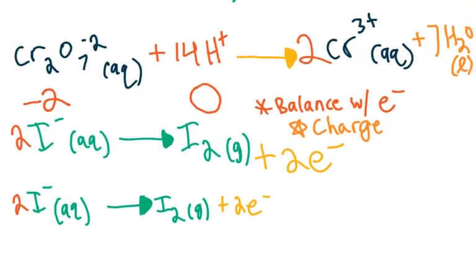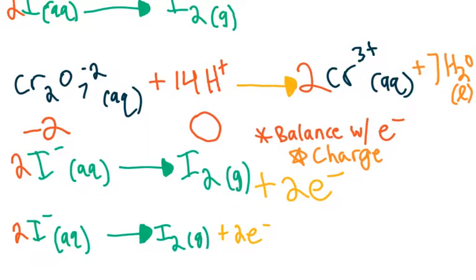So over here, we look at the same thing. What's the total charge on the right side of the equation? Well, all I see here is a 3 plus, but multiplied by 2. So the total charge on the right side is 6 plus, right? A plus 6 total charge on the right side.